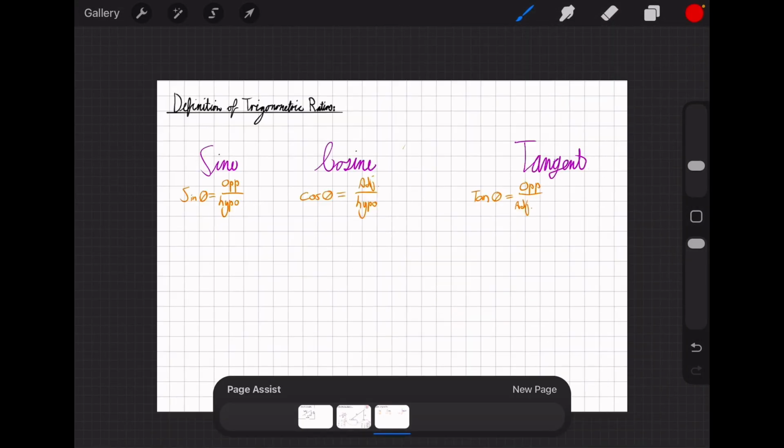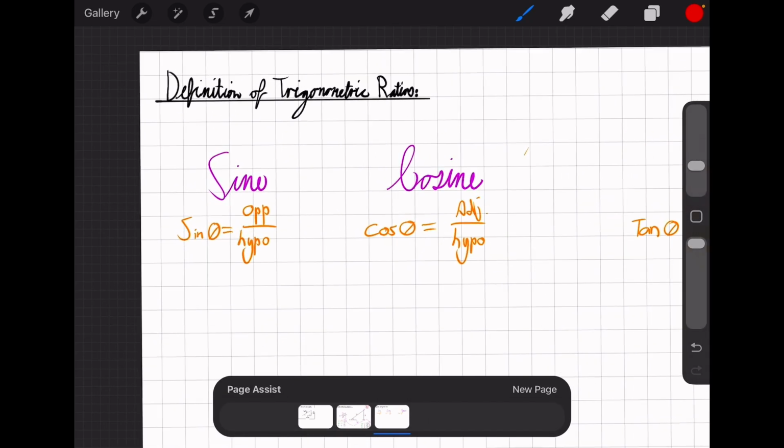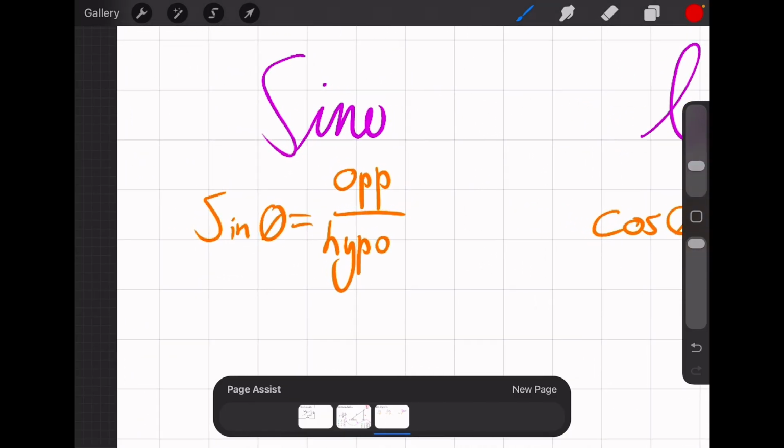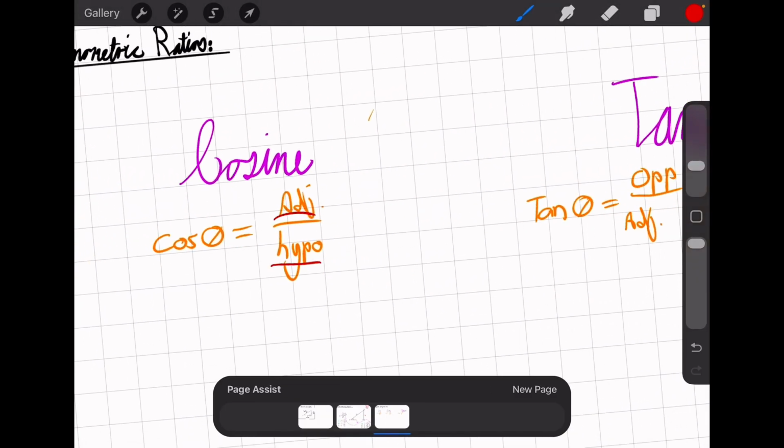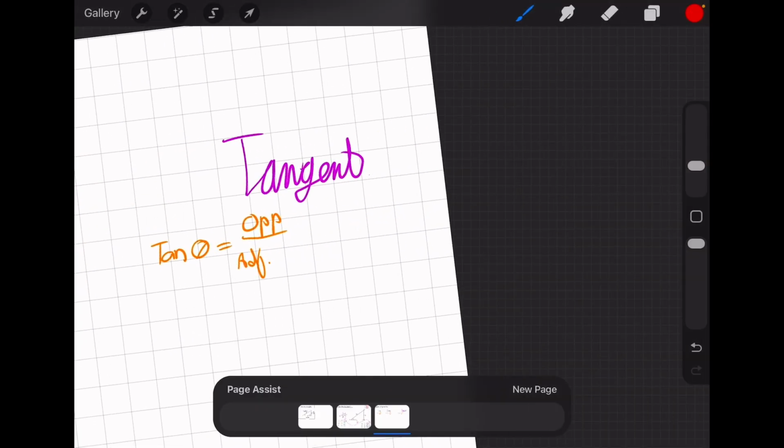Definition of the trigonometric ratios. We define the three trigonometric ratios as follows. Sin equals opposite over hypotenuse. Cosine equals adjacent over hypotenuse. And tangent equals opposite over adjacent.